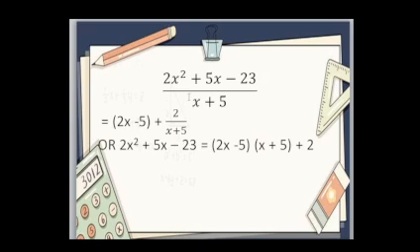To write the quotient, we can have 2x squared plus 5x minus 23 divided by x plus 5 is 2x minus 5 plus 2, which is the remainder over the divisor, or 2x squared plus 5x minus 23 is equal to 2x minus 5 times x plus 5 plus 2.